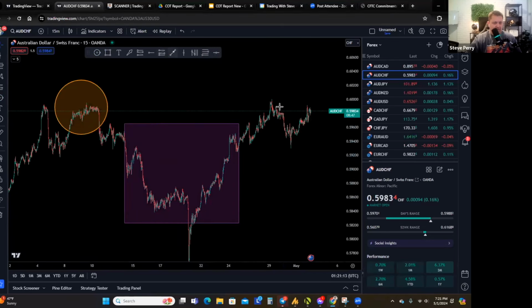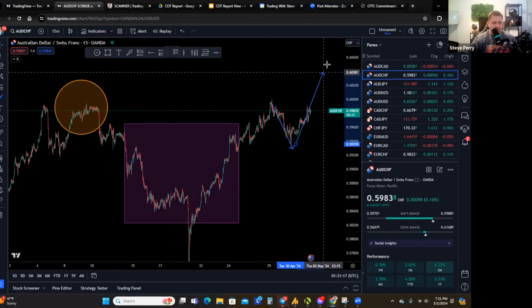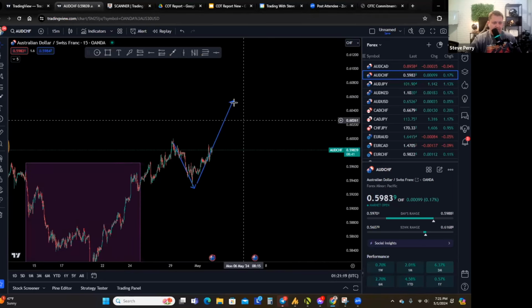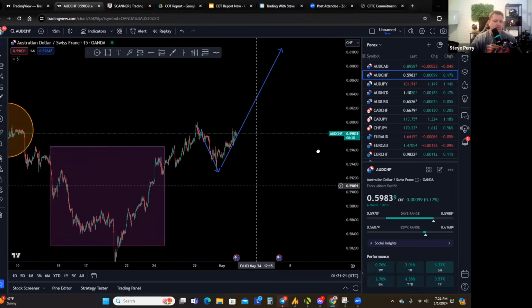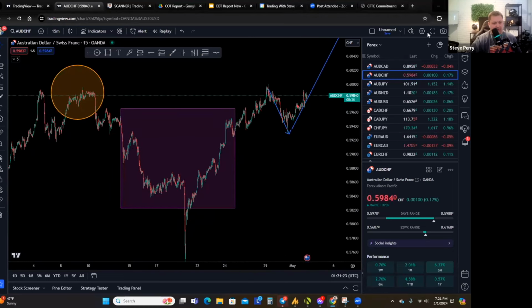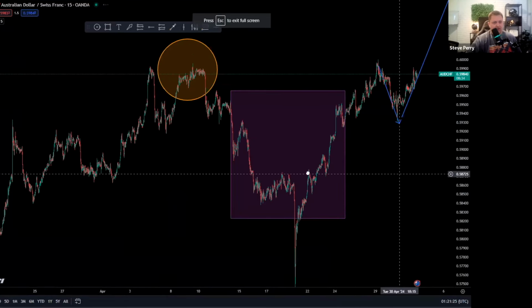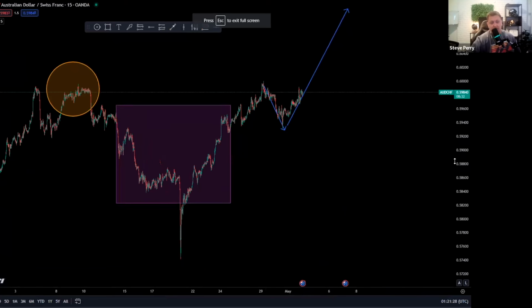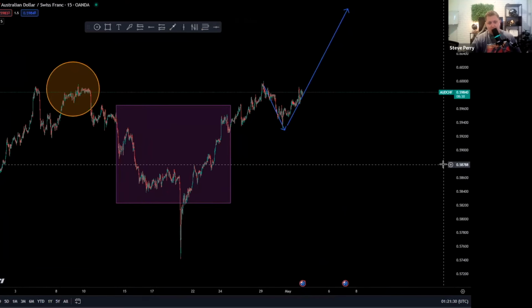Like you've got a little bit of a dip right here. That's an actual handle. And then these usually break out to the upside, is what usually happens. So that's kind of what I think is coming on the Aussie franc. And that would make sense because that's what the banks have been buying.